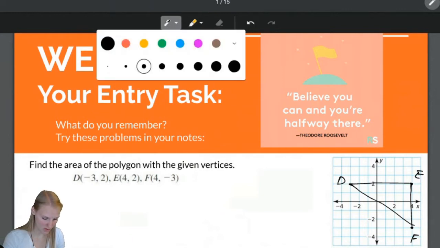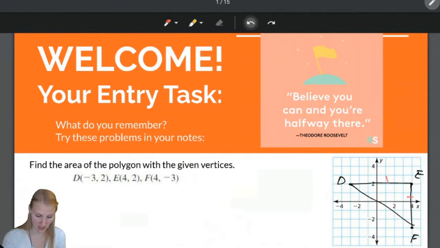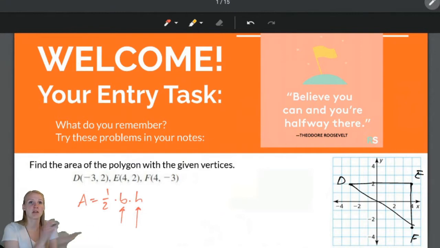And we know that the area of a triangle, because this is a triangle, I can tell that it has 3 sides. That makes it a triangle. So the area is 1/2 times base times height. So I just need to figure out what the base is and what the height is, and then multiply, and we're good to go. So let's see.